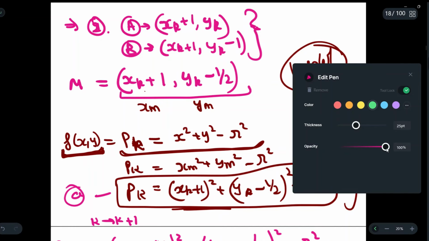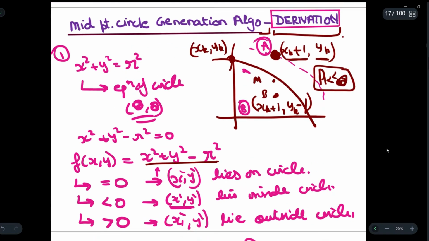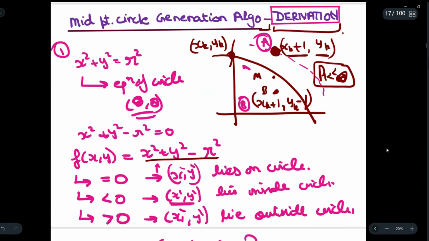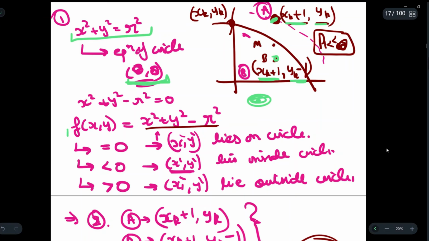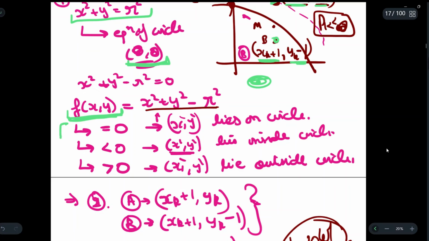Now just let me give you a brief of how we started with the derivation. First of all, we made this diagram. Then we plotted these 2 points A and B, which had the coordinates xk plus 1 comma yk, and B had the coordinates xk plus 1 comma yk minus 1. Then we wrote the general equation of a circle located at the center 0 comma 0. Then we took R on the LHS and we took this function f(x, y). And then we wrote the 3 cases of what the value of f will be whether the point lies on the circle, inside the circle, or outside the circle.